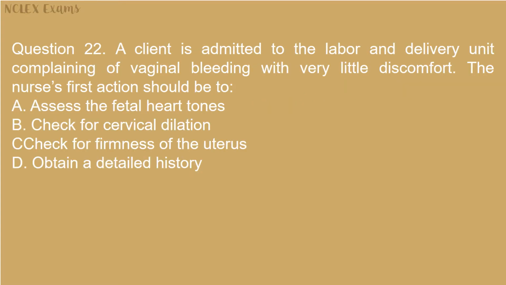Question 22. A client is admitted to the labour and delivery unit complaining of vaginal bleeding with very little discomfort. The nurse's first action should be to A. Assess the fetal heart tones. B. Check for cervical dilation. C. Check for firmness of the uterus. D. Obtain a detailed history.